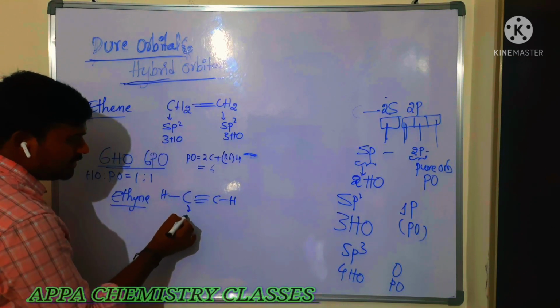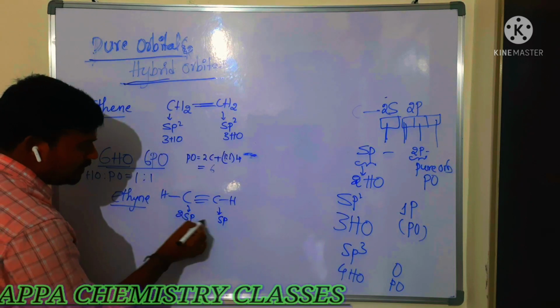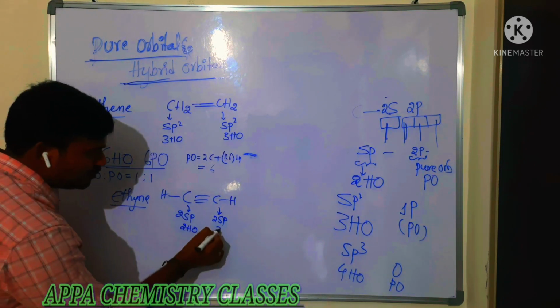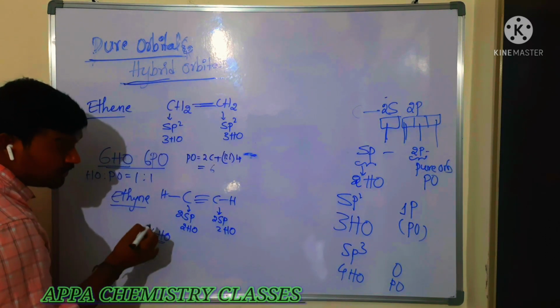Now in this case it is sp hybridization. So 2sp, 2sp here. Hybrid orbitals will be what? 2 hybrid orbitals, 2 hybrid orbitals. Total 4 hybrid orbitals. Is that clear?